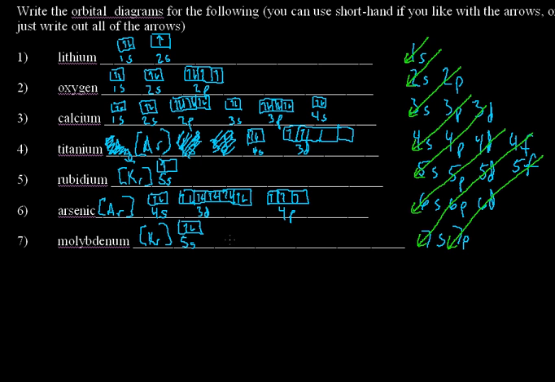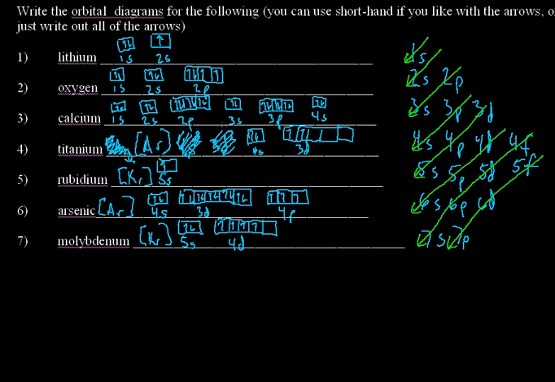After 5S, we go to 4D, and we have 10 orbitals in our D sublevel. And we said we needed 6. 2 of them are already found in our 5S. Now we're just going to put 4 more electrons in there. So that's how we do the orbital diagrams.